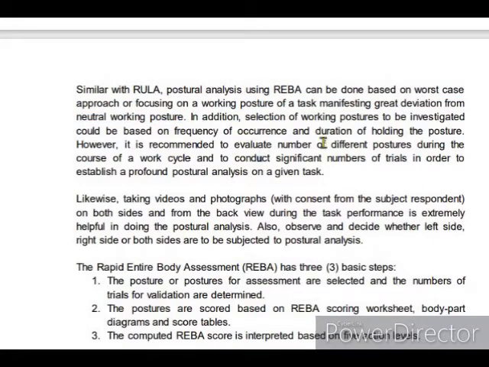So, in addition, selection of working postures to be investigated could be based on frequency of occurrence and duration of holding the posture. So yun, guys, pwede tayo mag-base doon sa frequency kung masyado ba siyang nauulit. Okay, paulit-ulit yun yung pipiliin natin. Or yung matagal ba yung pag-hold, okay, ng posture na yun, pipiliin natin yun, okay. So, however, it is recommended to evaluate number of different postures during the course.